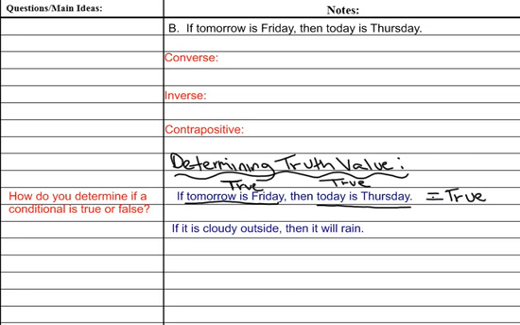Okay, let's go back to our original conditional that we talked about earlier. If it is cloudy outside, then it will rain. We said that this was false. Well, how do we determine it is false? If you can provide a counterexample, then the statement is false. So when is it cloudy outside? So when is this true, but this is false? And an example we can say is when it snows.